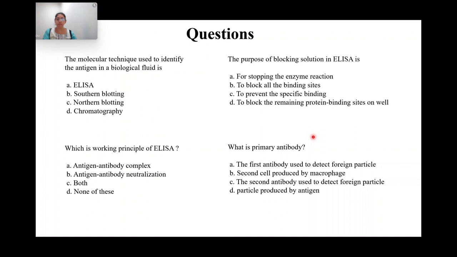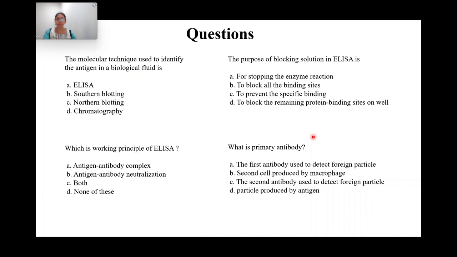For stopping the enzyme reaction, what you do is you use a substrate, and after a certain point of time you take the absorbance. To block all the binding sites, you don't want that, because you want the binding sites to remain open so that they bind to their respective antigen or antibody. And to prevent specific binding would rule out the entire principle of ELISA, which works on specific binding.